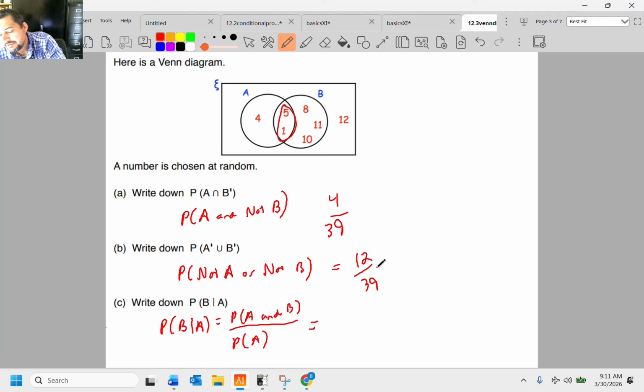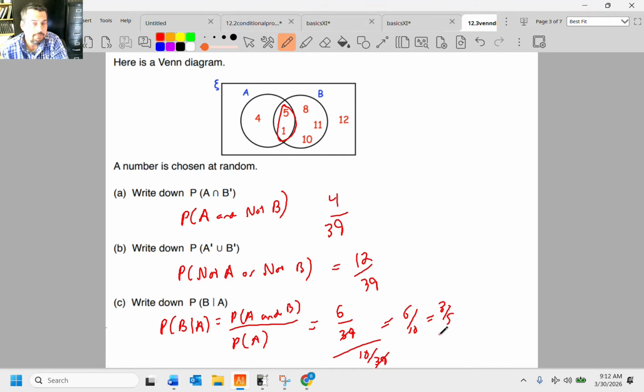These are the number of ways things have happened. It's a 12 out of 39. My head is not right today. A and B has 6 things in it out of 39, and it's sitting over the probability of event A, which has 10 things in it out of 39. The 39s cancel and give me 6 out of 10, which is 3 in 5. That's how you do it with formulas.